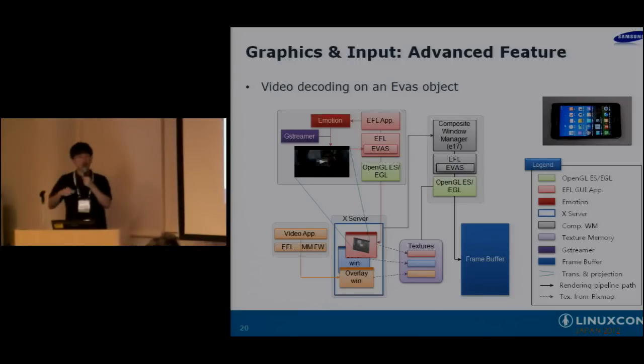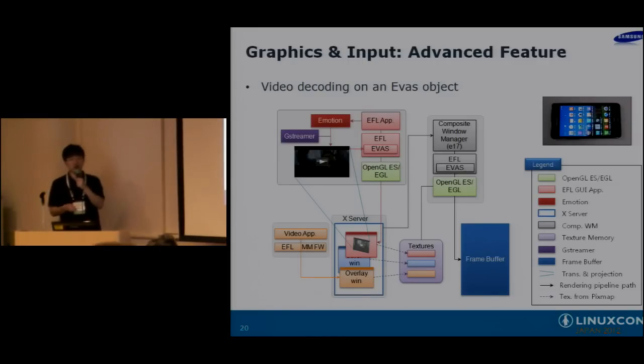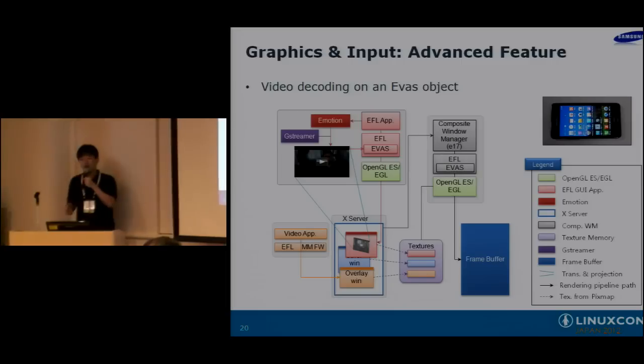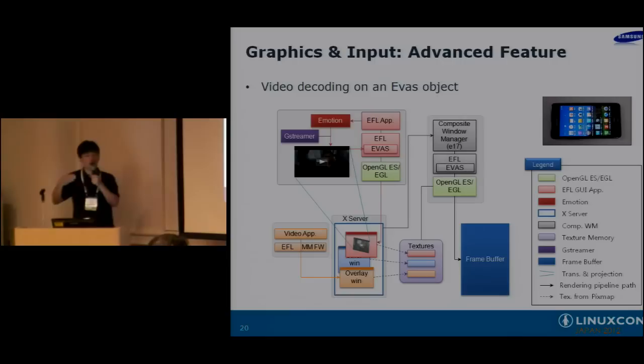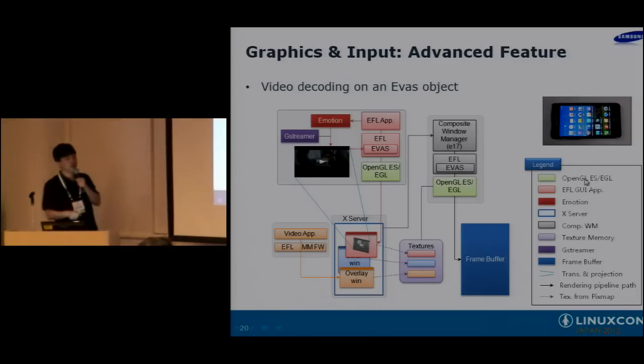Then you can transform this rendering result based on Evas. So the transformed result will be on your window. Of course, we can provide a full screen overlay window playing video contents. All those applications' contents will be rendered on the textures here. I lost my pointer.